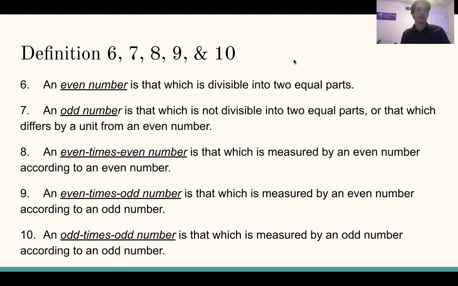And then 8 says an even times even number is that which is measured by an even number according to an even number. At first, that can sound pretty confusing, but it's exactly what the name says. It's the number which is acquired when you multiply 2 even numbers. The same goes for 9 and 10. An even times odd number is the number you acquire when you multiply an even and an odd number. And the same for odd times odd number.